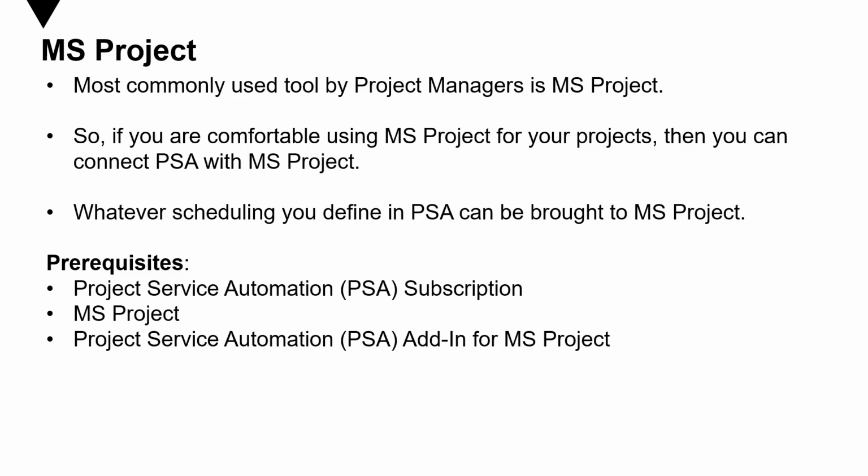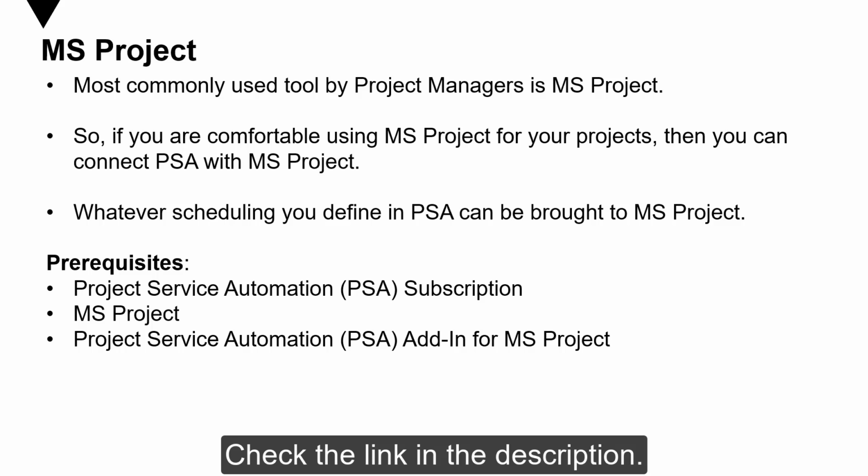Now, to be able to do that, the prerequisites are that first of all, you need to have a Project Service Automation subscription, and then you also need to have MS Project. If you are just doing a trial, you can also get the trial version of MS Project. I have not explained that in this video, but I have explained it in detail in one of my blog articles. I will show it to you, and I will also provide the link in the description below. The other thing is that the Project Service Automation add-in for MS Project should also be installed, and the link for that is provided in the description as well.